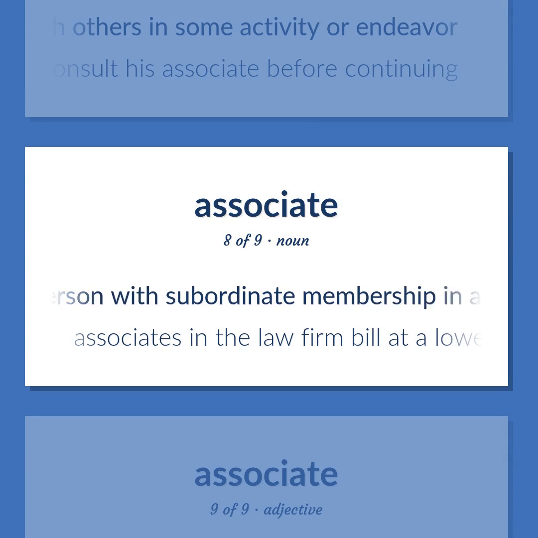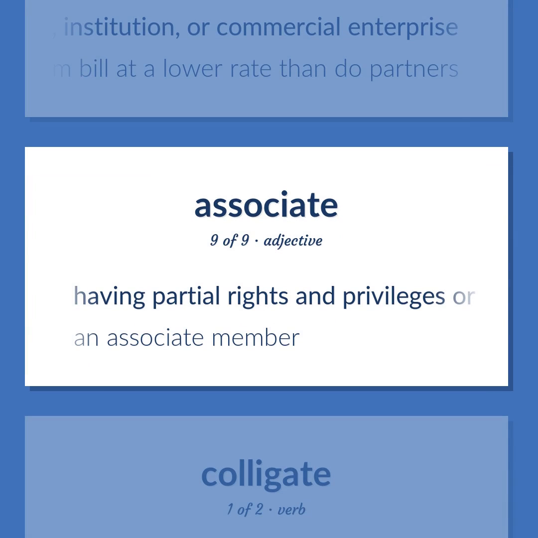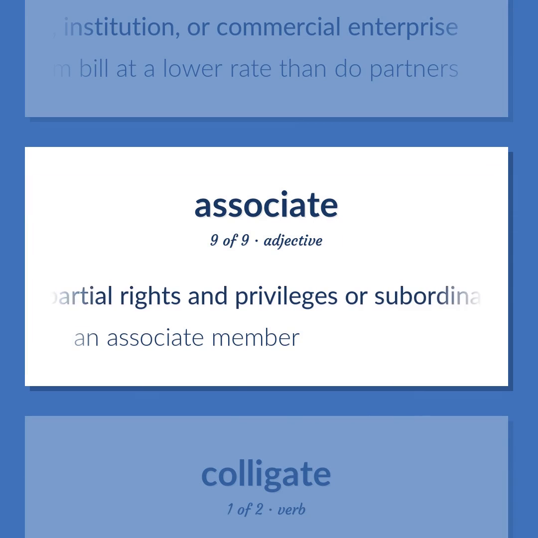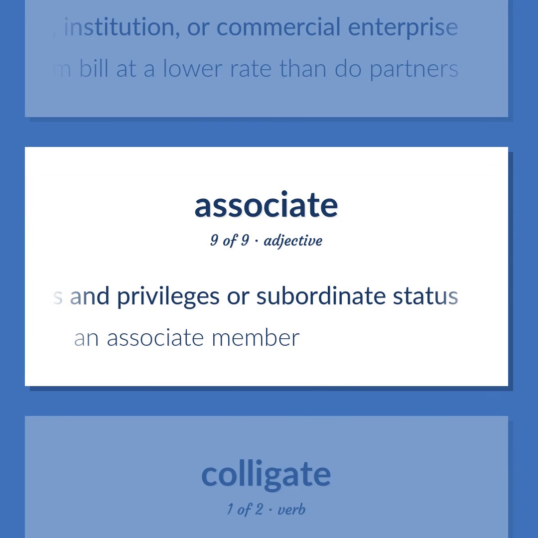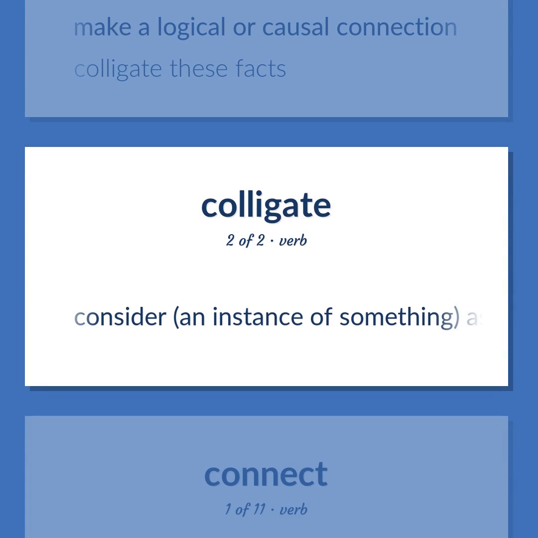A person with subordinate membership in a society, institution, or commercial enterprise. Associates in the law firm bill at a lower rate than do partners. Having partial rights and privileges or subordinate status. An associate member. Make a logical or causal connection. Colligate these facts. Consider an instance of something as part of a general rule or principle.